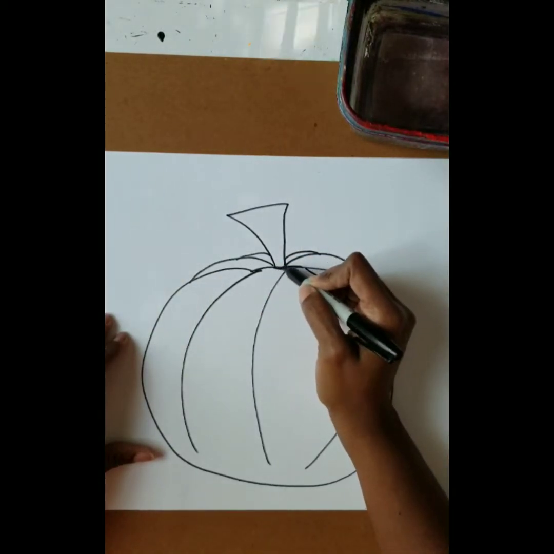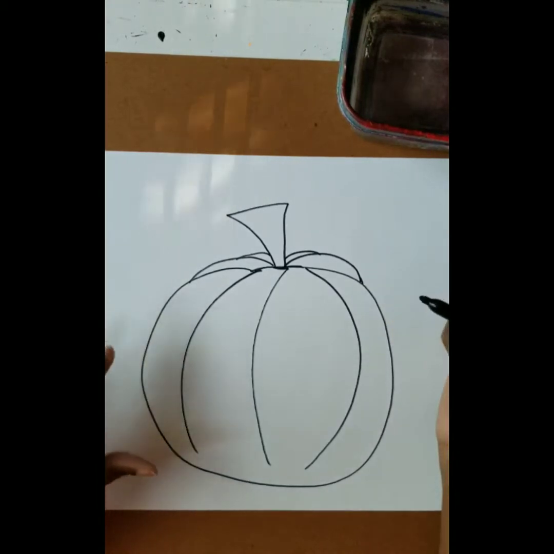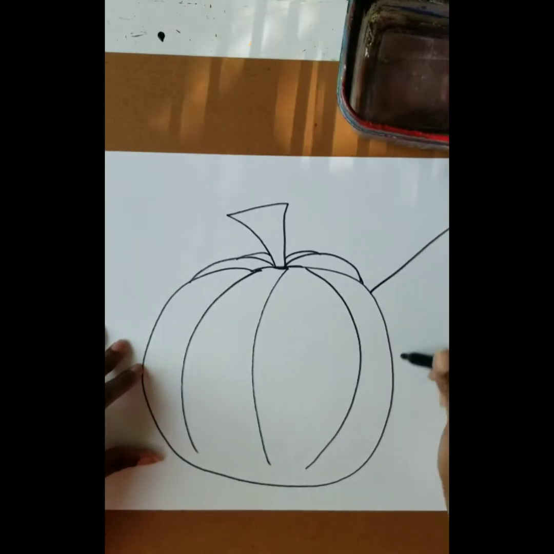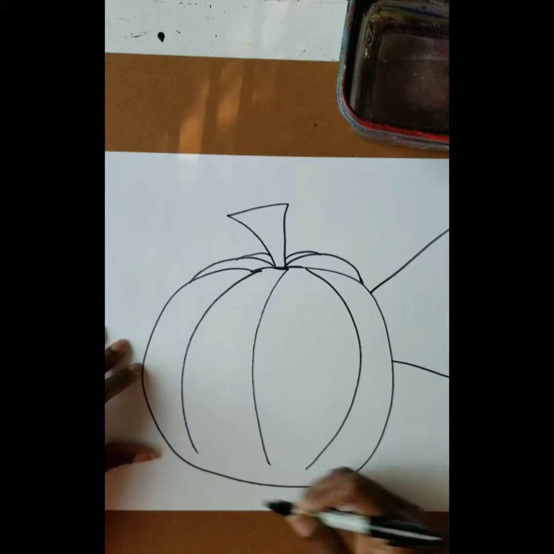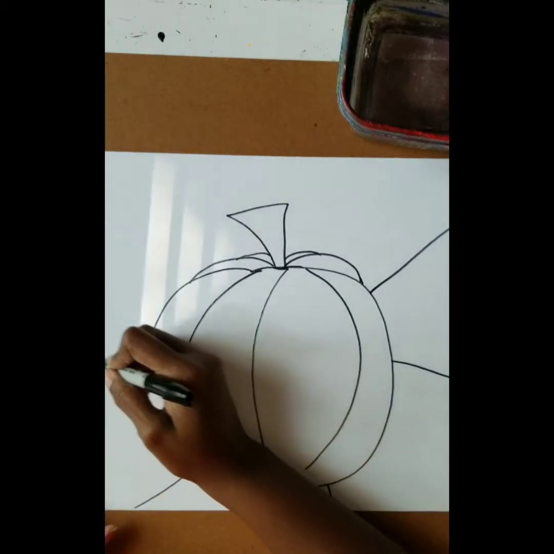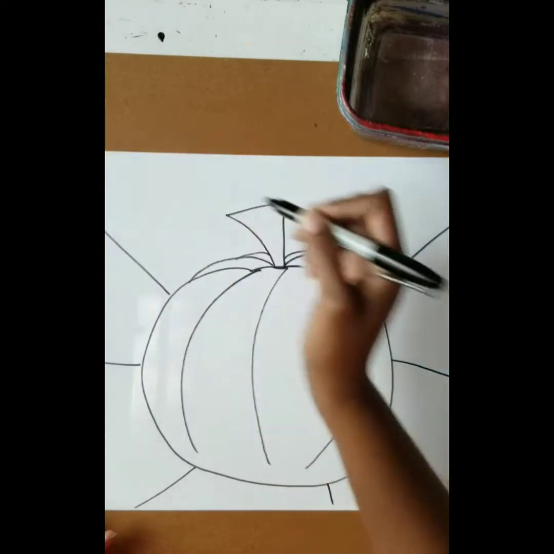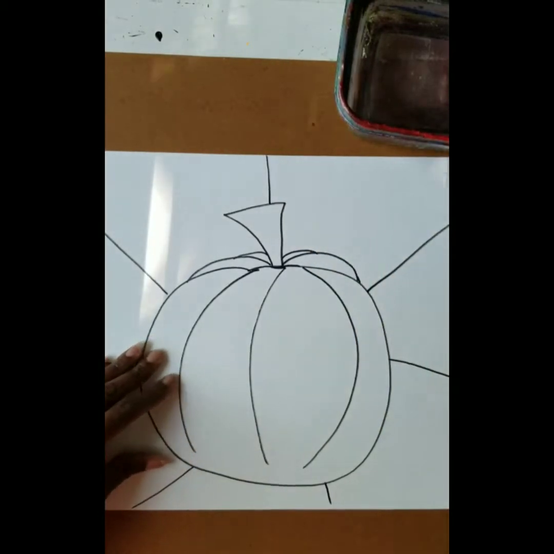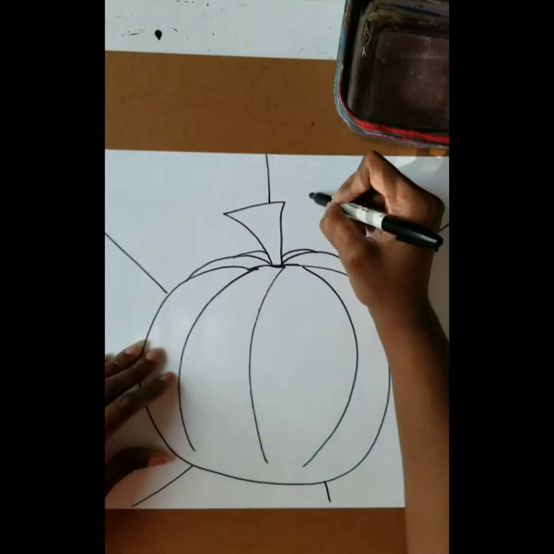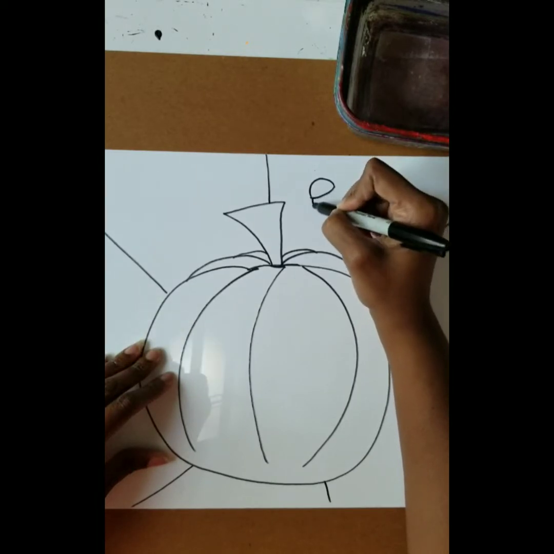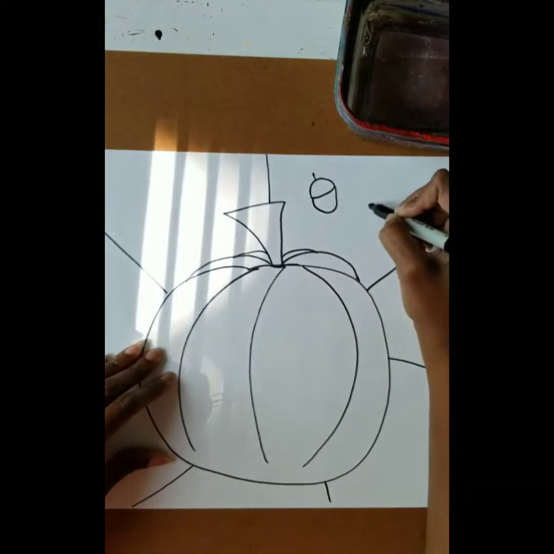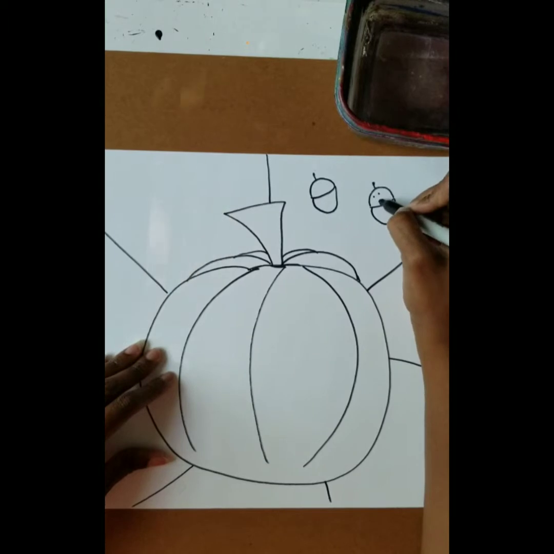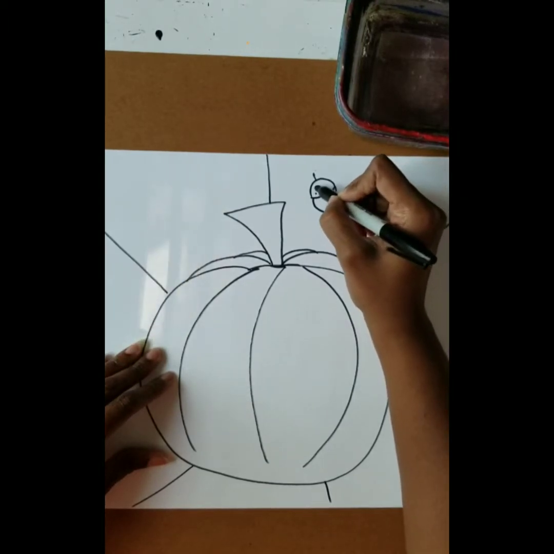Okay, so now my next step is to divide my paper into parts. So I'm going to divide this section, and I'm going to divide this part, and I'm dividing it into parts because I want to use different designs to represent autumn. So when I think of autumn, I think of things like acorns. I'm going to use this space for acorns, but that's what I think of when I think about fall.